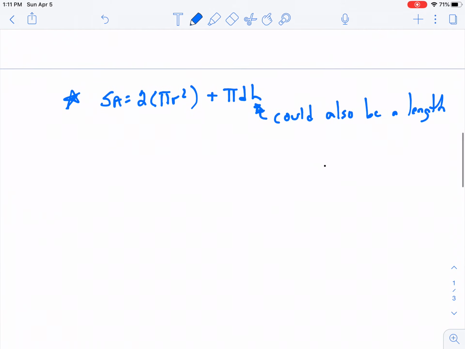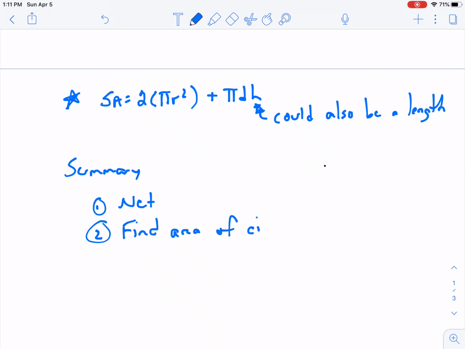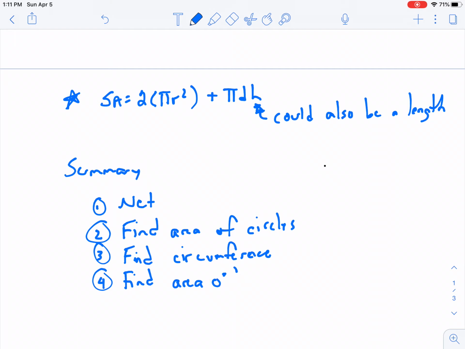Okay, so quick summary. 1, draw a net. 2, find the area of the circle. 3, find the circumference. 4, find the area of the rectangle. And 5, add all the pieces together.